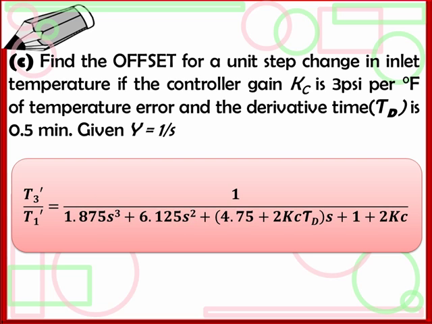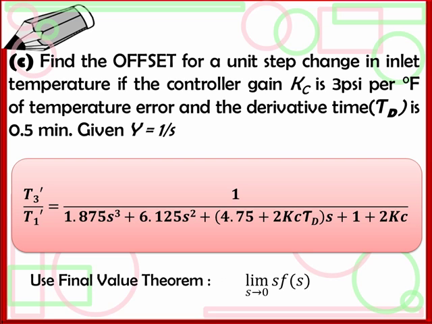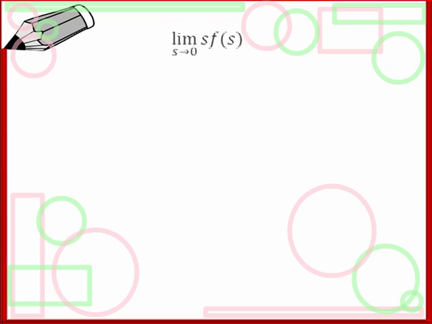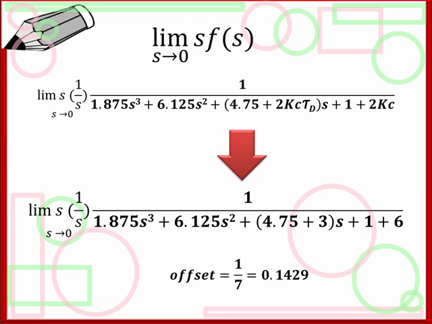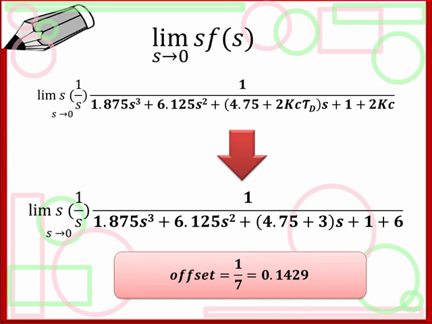The expression is this. Now, to solve the offset, we'll have to use the final value theorem, which states that the limit of f of t as t approaches positive infinity is also equal to the limit of s times F of s as s approaches 0. So, substituting the given values and evaluating its limit, we're left with the offset, which is equal to 0.1429. We are now done with the three requirements.